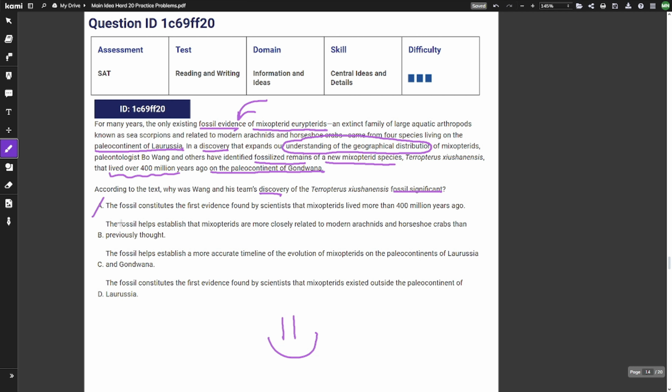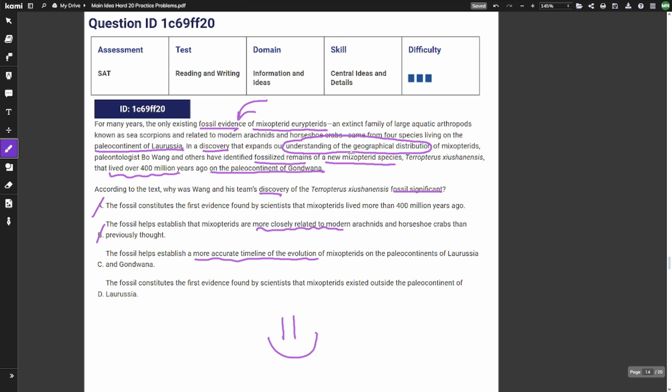B. The fossils help establish that Mixoterids are more closely related to these other groups. Yeah, no, like this is never said in the text. Plus, once again, we only care about the geographical distribution, alright? We don't care about their pedigree and how closely related they are. C. It establishes a more accurate timeline of the evolution.